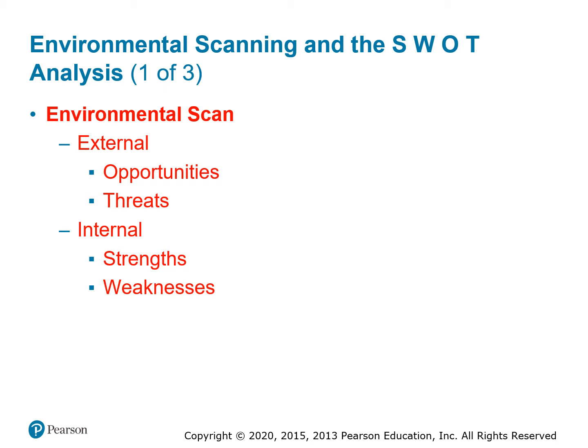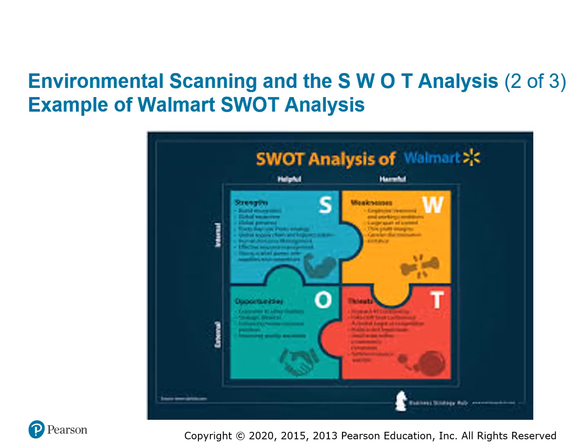Opportunities and threats are external things that are going on outside a firm. Firms take advantage of opportunities and protect against threats, but they cannot change the opportunities and the threats. This is a picture of Walmart SWOT analysis.